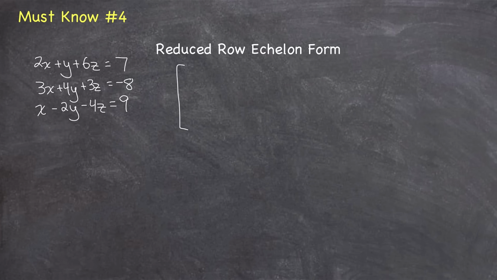So for equation number 1, the coefficients of the variables are 2, 1, and 6. So that becomes the first row of my coefficient matrix. Row 2 would be 3, 4, 3. And then row 3 would be 1, negative 2, negative 4. And I augment that with the column of constant values that the equations are equal to, 7, negative 8, and 9.